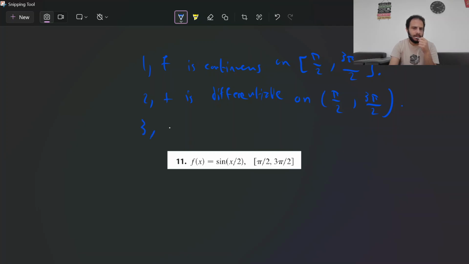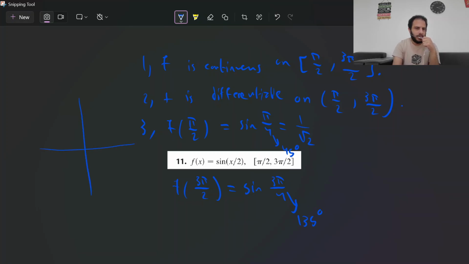Now point 3, sine. We need to calculate f of pi over 2 and f of 3 pi over 2. f of pi over 2 equals what? Sine pi over 4, right? What is sine pi over 4? 1 over square root of 2, right? Now f of 3 pi over 2 equals sine 3 pi over 4. Remember, pi over 4 is 45 degrees. This one, 3 pi over 4, is 135 degrees.